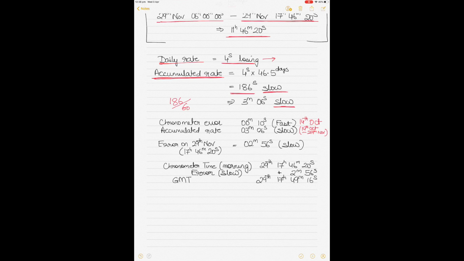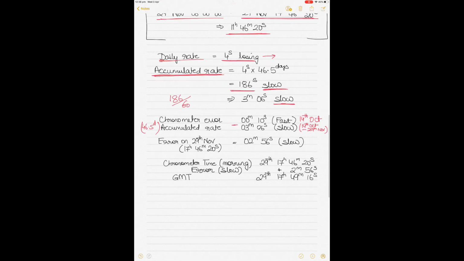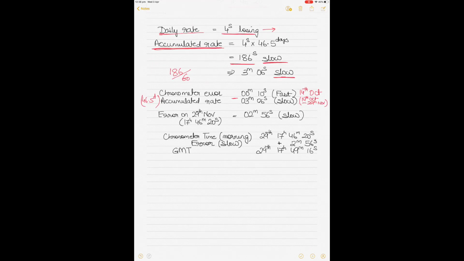which equals to 3 minutes 6 seconds. That's right, 3 minutes 6 seconds over a period of 46.5 days, right? So accumulated rate for 46.5 days, this becomes 3 minutes 6 seconds slow. So that's why you will subtract it, because like I told you, you are losing 4 seconds a day.